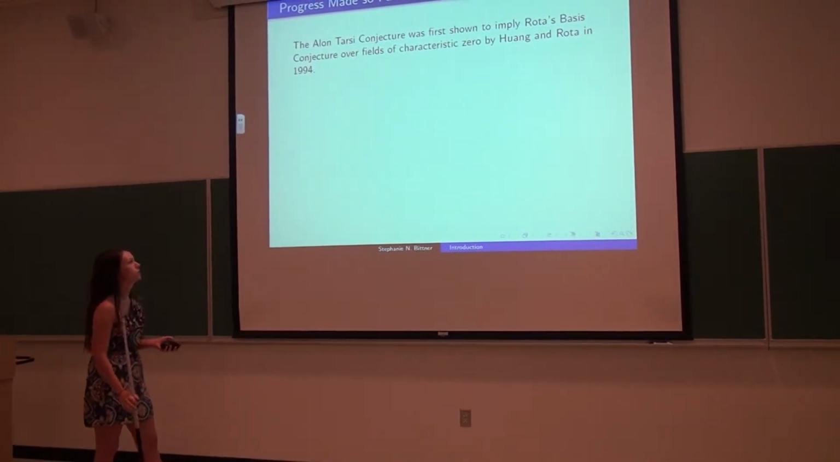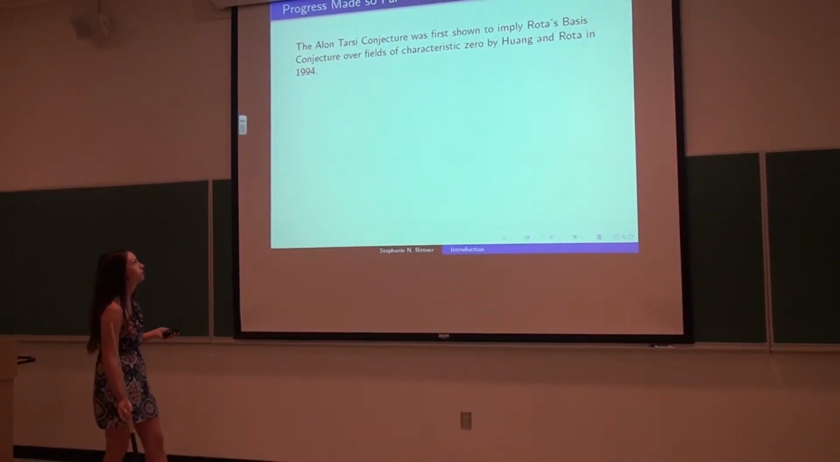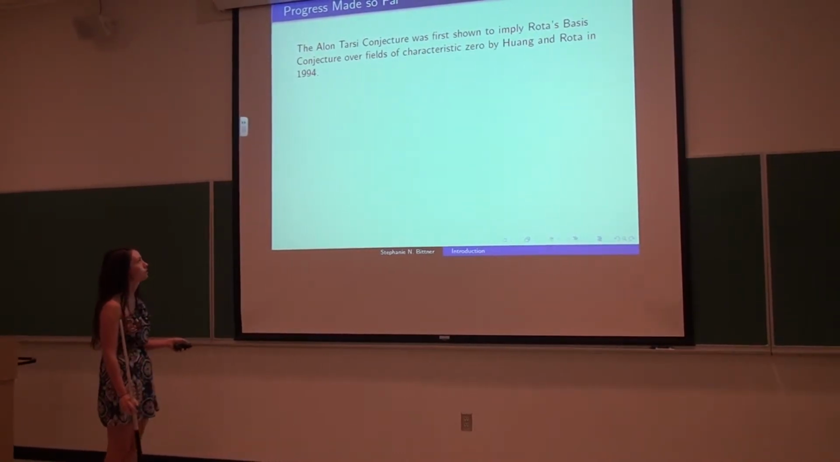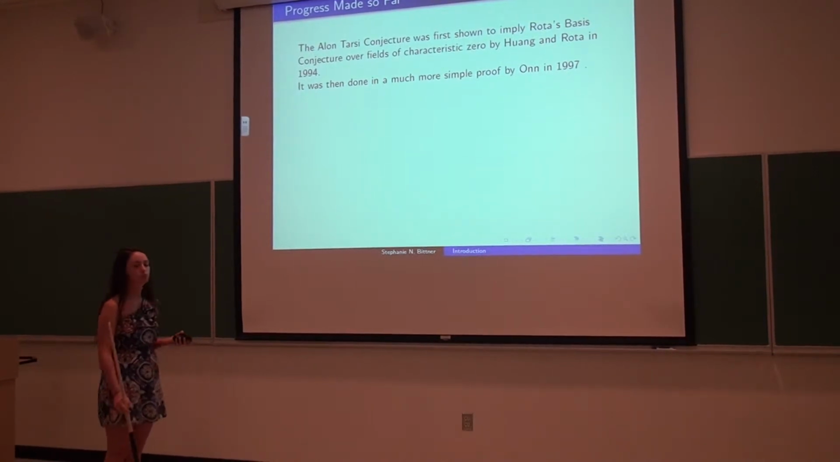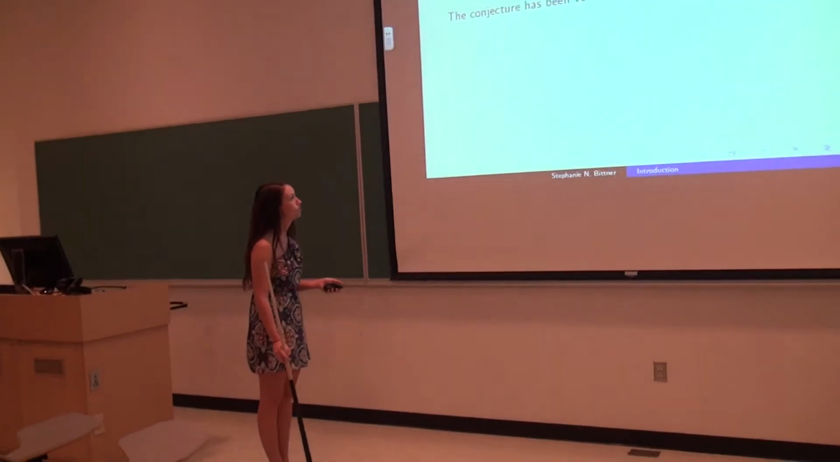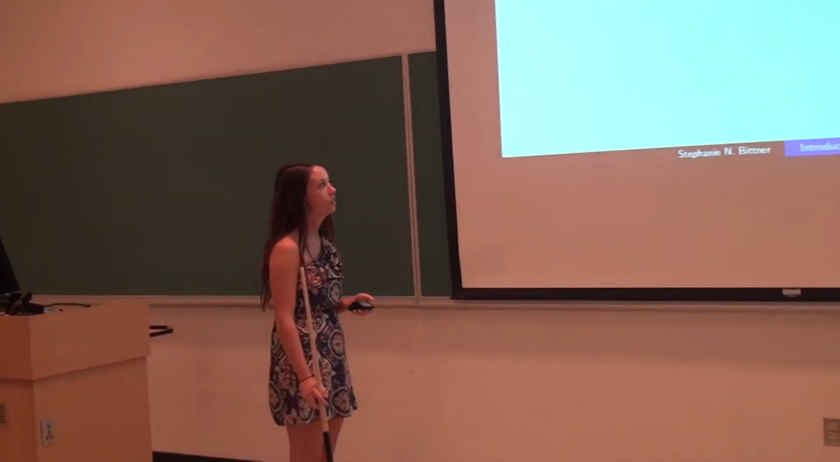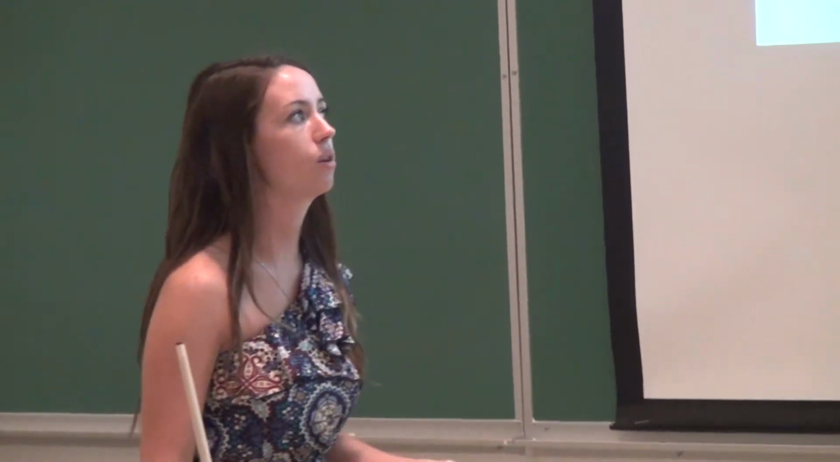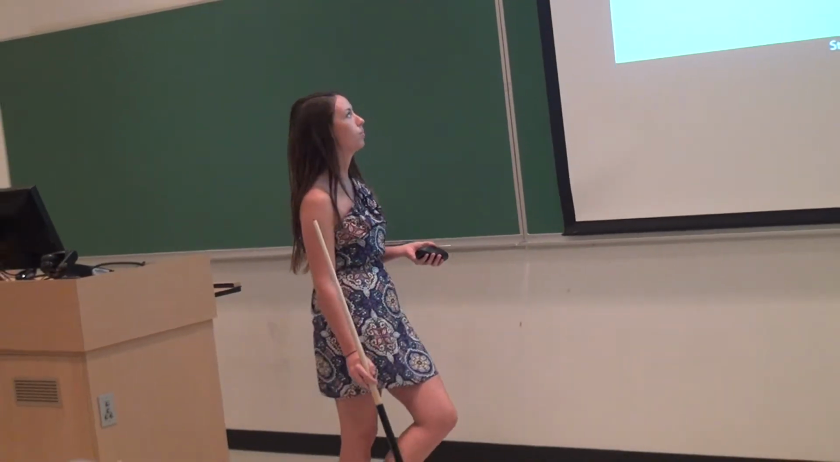So the Alon-Tarsi conjecture was first shown to imply Rota's basis conjecture over fields of characteristic 0 by Huang and Rota in 1994. It was then done in a much simpler proof by Onn in 1997. The conjecture has been verified for all even n less than or equal to 8 by a computer. It gets much more difficult when you continue to make n greater because the Latin squares get so large so quickly.